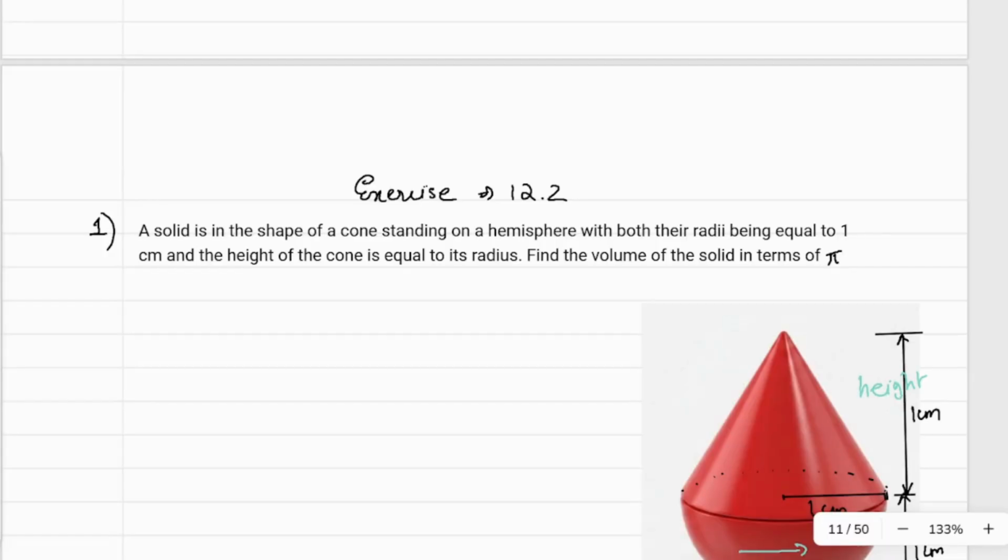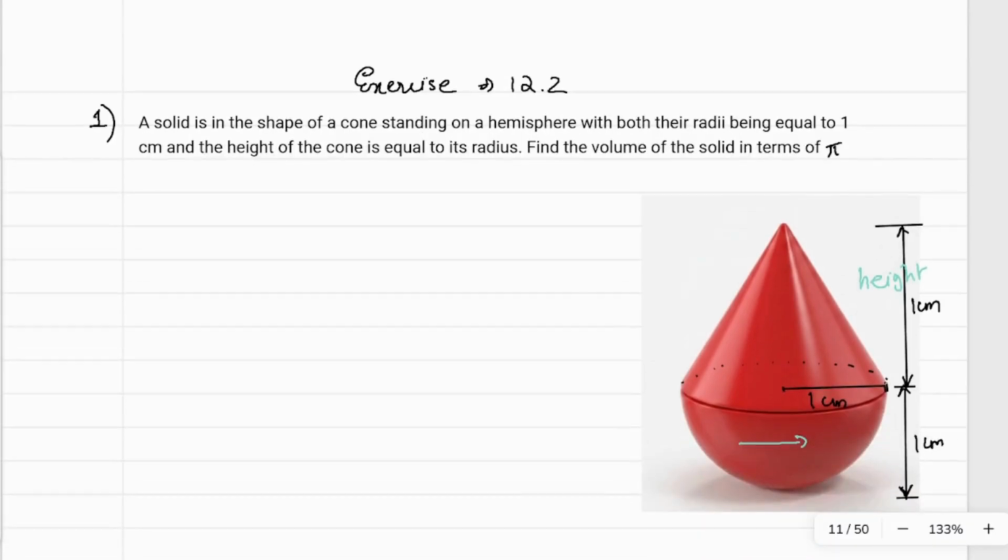Okay, now let's do exercise 12.2, question number 1. A solid is in the shape of a cone standing on a hemisphere with both their radii being equal to 1 centimeter and height of the cone equal to its radius. Find the volume of the solid in terms of pi.